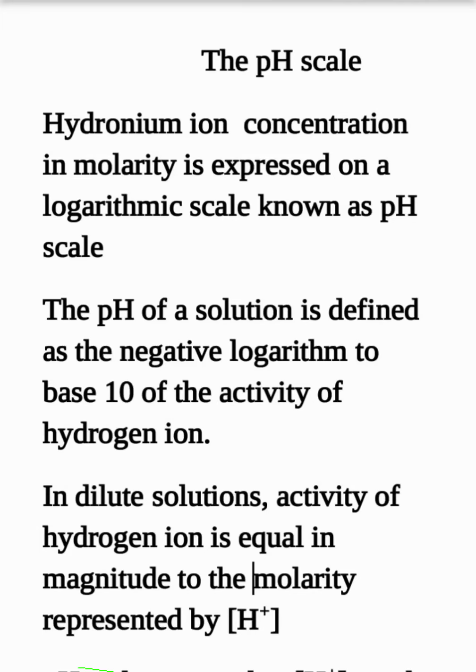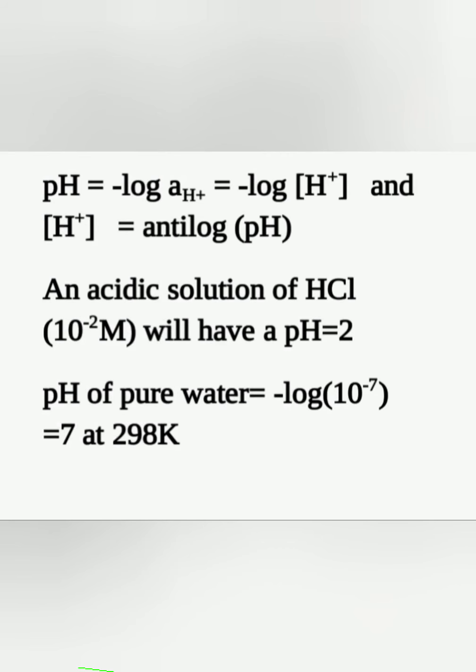So we have to use the formula pH is equal to minus logarithm of H plus ion concentration, which is equal to log of 1 by H plus ion concentration. The formulas can be seen on screen. That is pH equals minus log activity of hydrogen ion, which is equal to minus log H plus ion concentration. Or if you know the pH, we can calculate the hydrogen ion concentration as H plus ion concentration equal to the antilogarithm of the pH value.